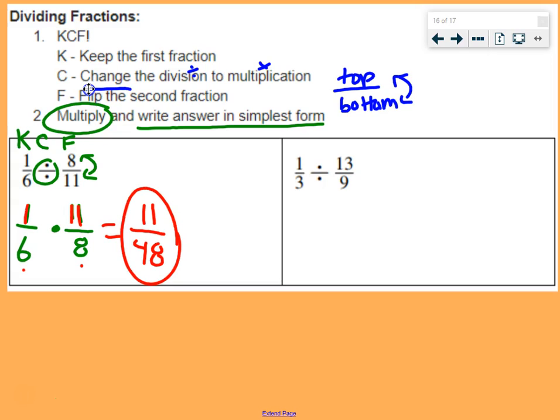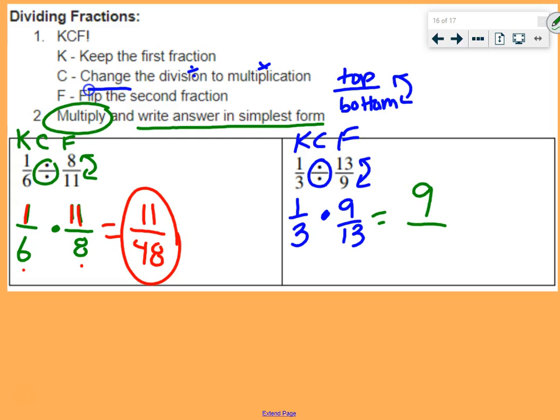Here we have division, so we need to keep, change, flip. Keep that first fraction, 1/3. Change the division to multiplication. Flip the last fraction to 9 over 13. Now we multiply. 1 times 9 equals 9. 3 times 13 equals 39.